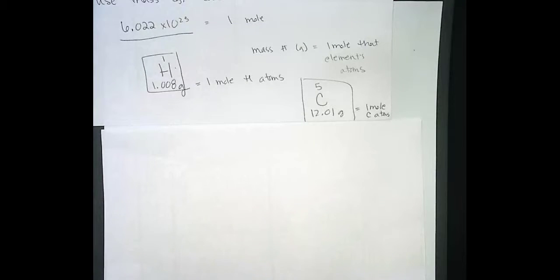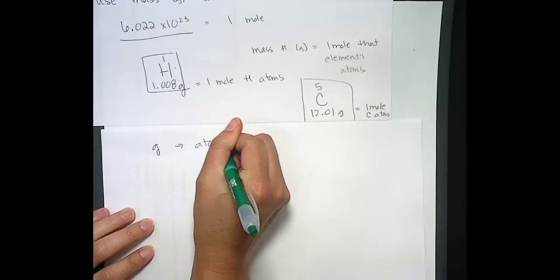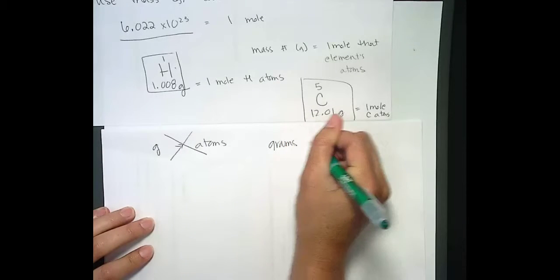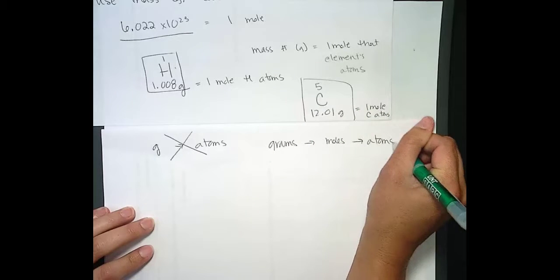We can't go straight from grams to atoms. We have to go from grams to moles to atoms. So here's what that looks like.